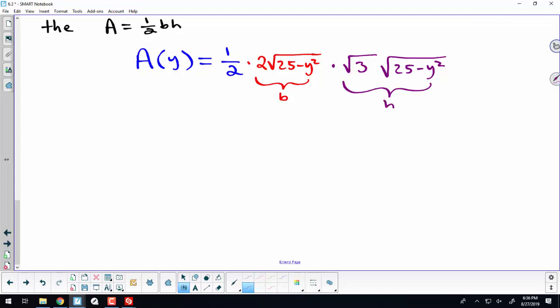All right, were there any questions on what we've done? All right, so we'll just see if this area function simplifies. Because we know that in order to find the volume, we have to integrate the area function. So we have the 1/2 and the 2 canceling out, and then the root 25 minus y squared times itself is just going to give us 25 minus y squared. Okay, so that gets squared. The root goes away. And then we still have that root 3 hanging out.